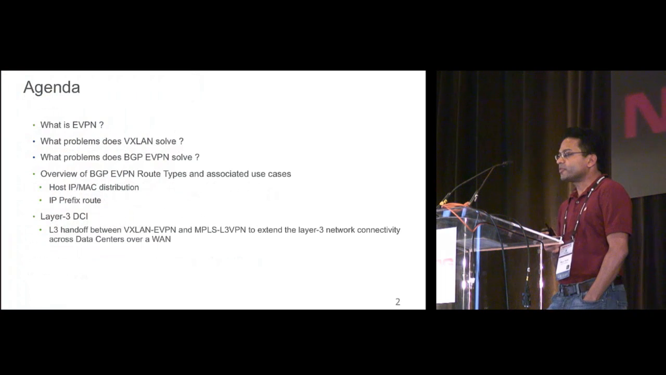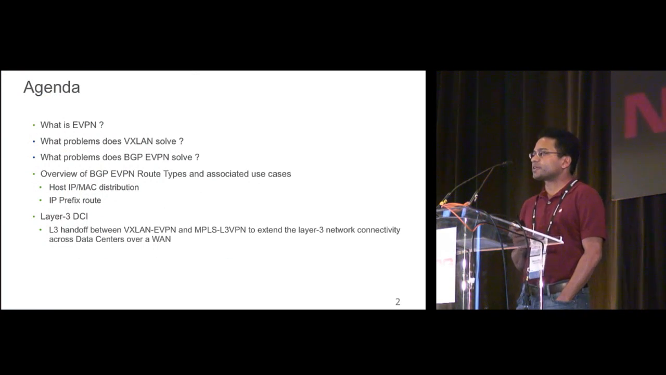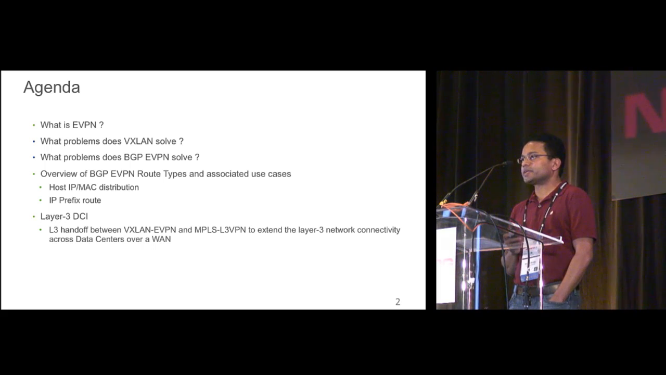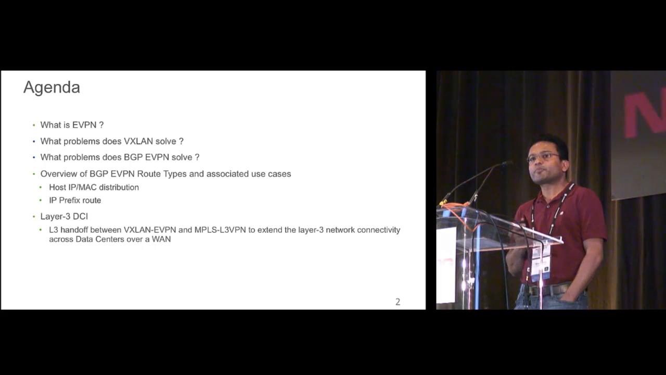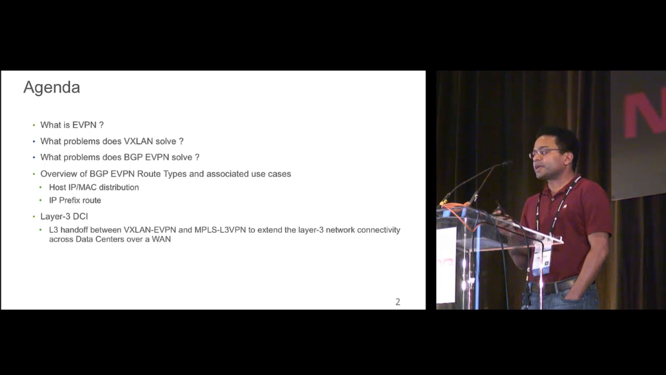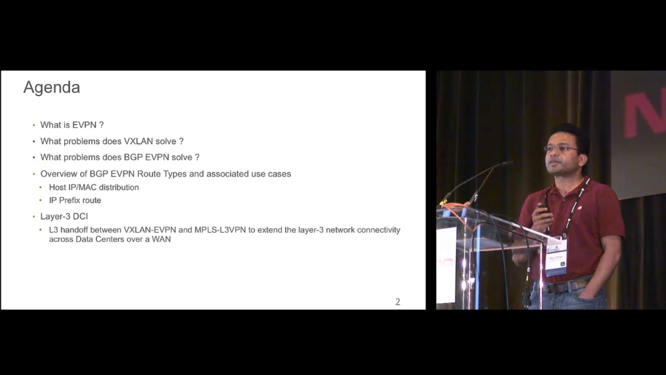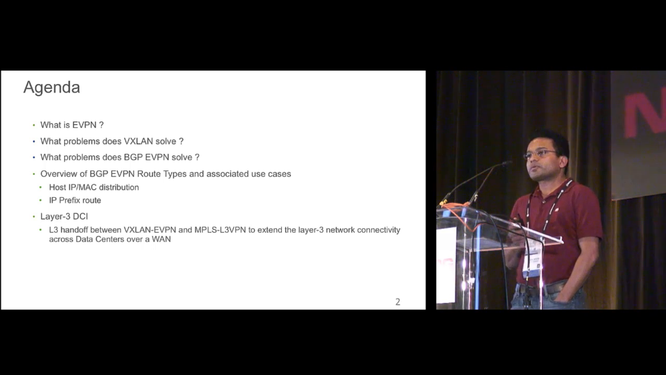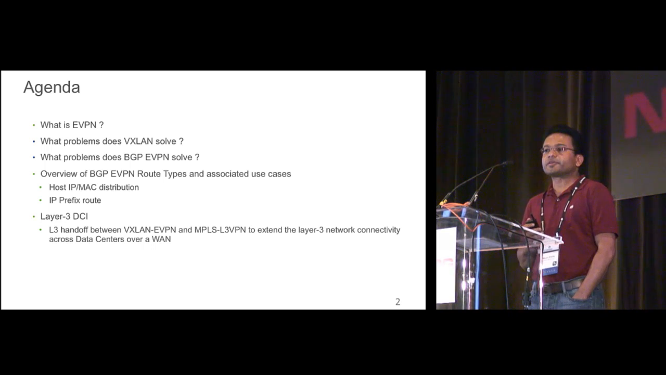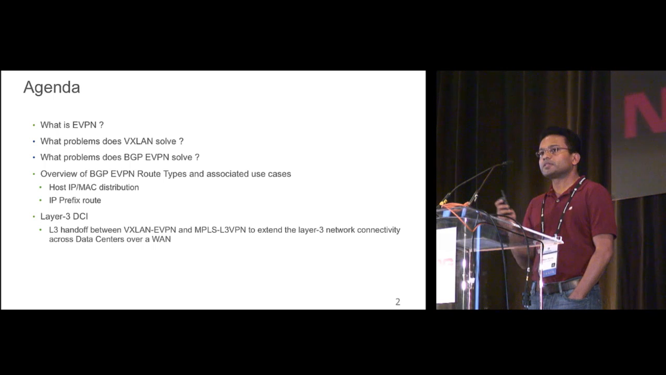Okay, what we will cover today will be basically EVPN and the advantages and disadvantages of using VXLAN in a data center, as well as what problems BGP EVPN solves for VXLAN in a data center. And we'll get in a bit of depth with an overview of the two BGP route types, which are type 2 and type 5, which are specifically needed in the data center. Also, going forward, we'll go over layer 3 data center interconnect. So basically the L3 handoff feature between BGP EVPN in a data center to MPLS on the WAN side.